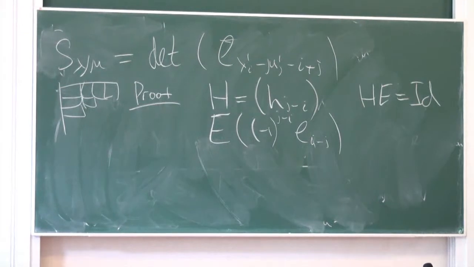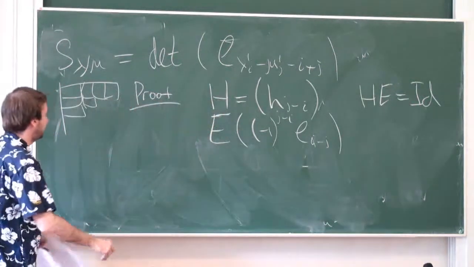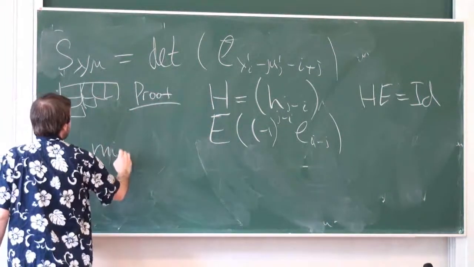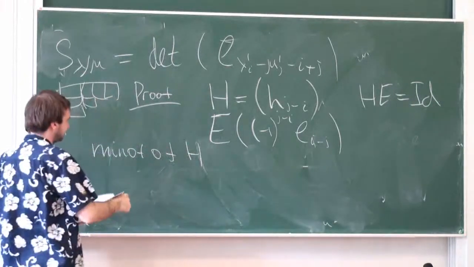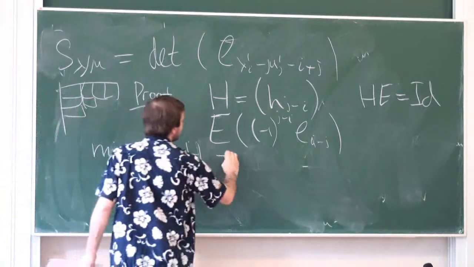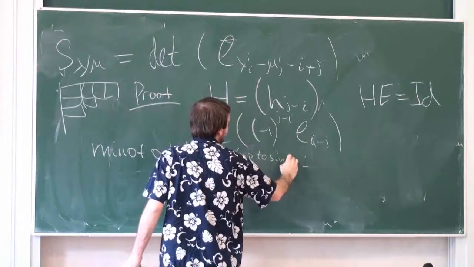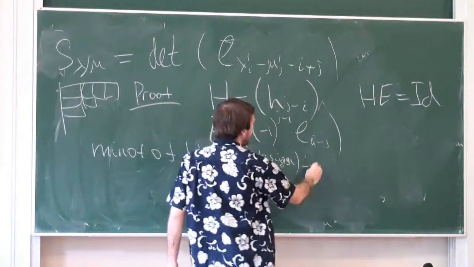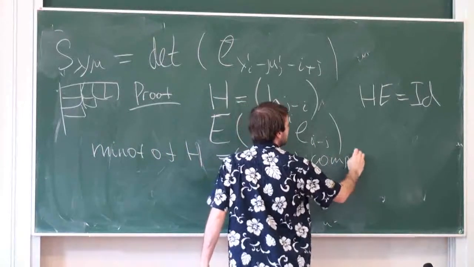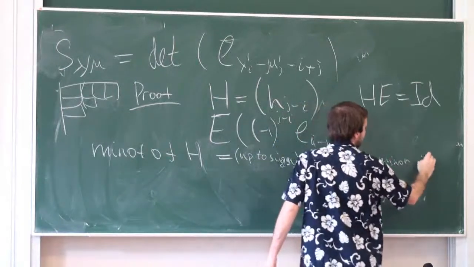Now, there's a general fact from linear algebra that if you have two such matrices, then any minor of H is equal up to sign to the complementary minor in E transpose.